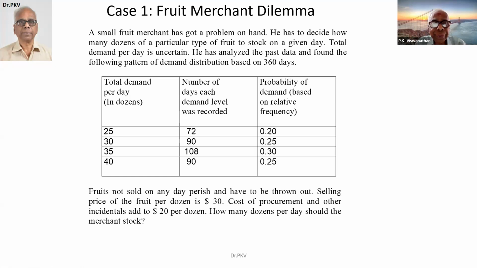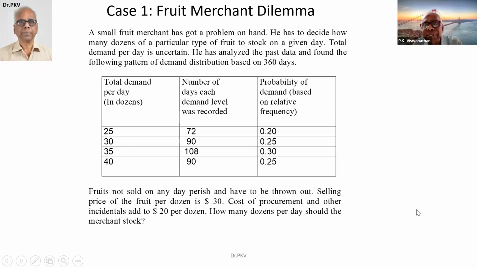Now, if the unsold one, for example, if let's say 1 dozen is unsold, then you lose $20. It's a fixed cost. It is gone. So selling price minus this $20 is actually the profit per dozen. Now, what is your guess? How do you go about doing this problem?